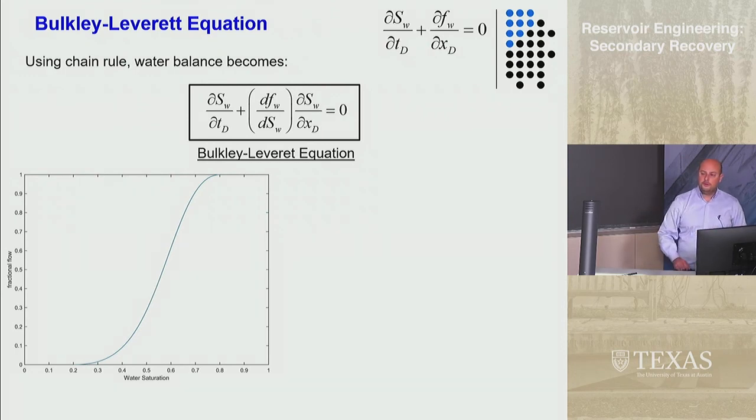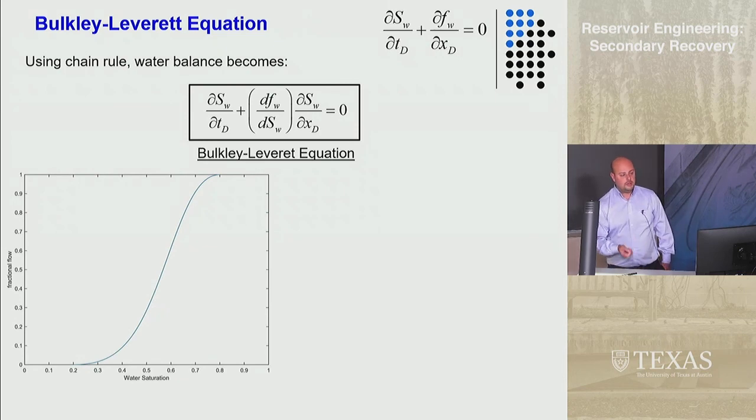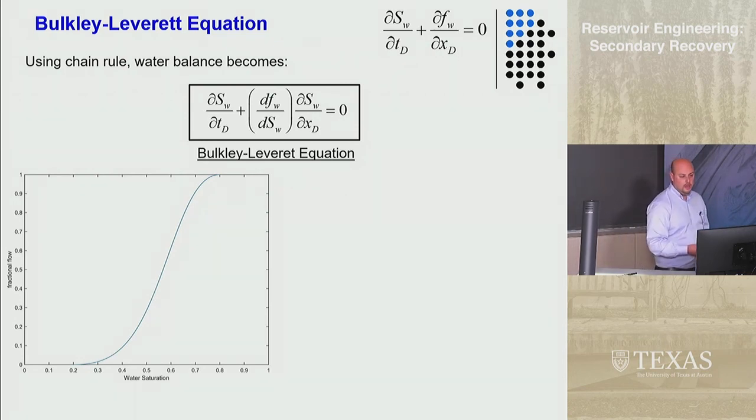We don't want fractional flow here. We want the derivative of fractional flow. We want dFW dSW. Maybe we can analytically do it, but that's a little tricky. Okay, it's probably a lot of math. What you did on your homework, or at least what I suggested you do, is to do it numerically. You actually just approximated the slope of the line tangent to the curve at all different places.